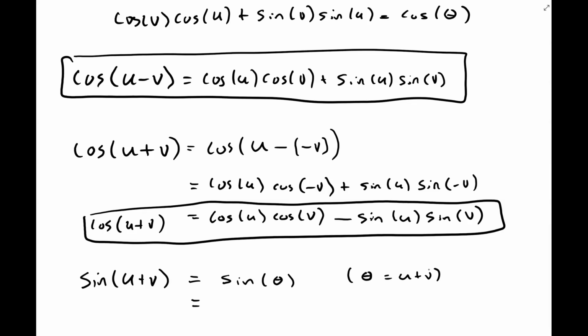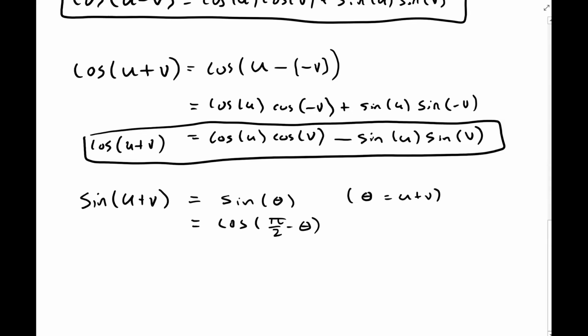And now I need to figure out a way to rewrite this as a cosine problem. So I'm going to look at my identities from last chapter, and I'm going to use the cofunction identity that says that sine theta is equal to cosine of pi over 2 minus theta. And now I'm going to put the u plus v back in and distribute the negatives. Everybody okay here?